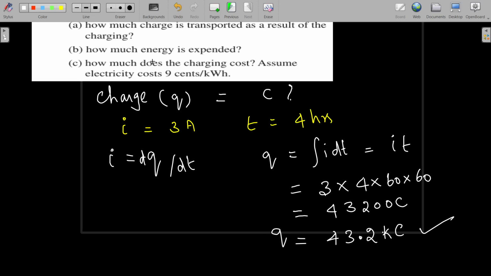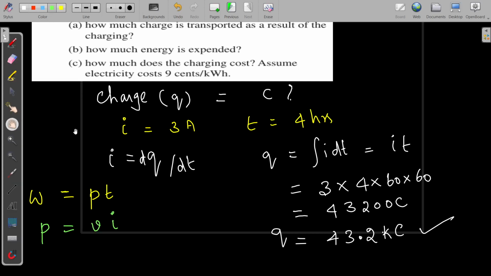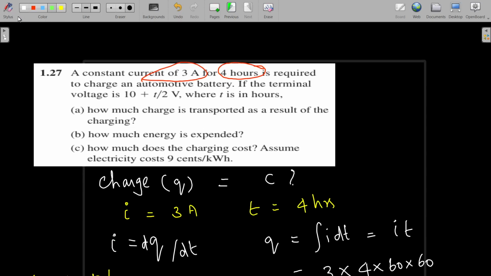Now we go for how much energy is expended. That is the second part. Energy means it is W, right? W is equal to P times t. So we should know the power. If you want to know the power, you should have the voltage. So first we calculate the power. From that power, you can calculate W. P is equal to the product of V and I. And V is given here as 10 + t/2 volts.